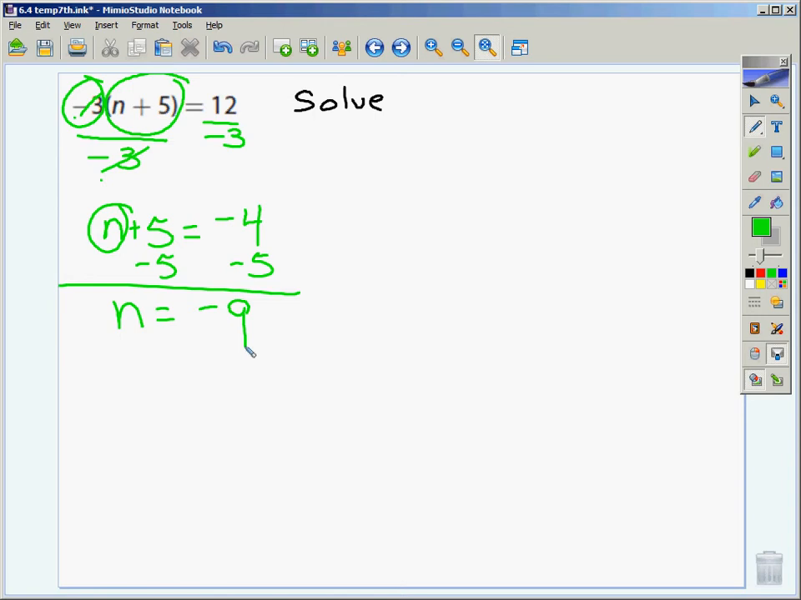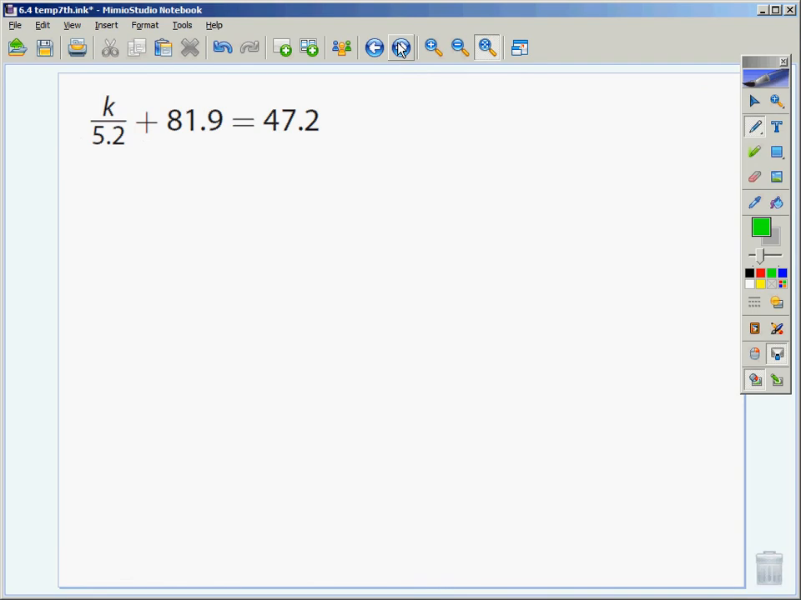Are you okay? What's the whole goal in solving an equation? To get what by itself? The variable. To get the variable by itself, we undo the order of operations. Can I go? Who said no? You're good? Go ahead and copy the last example down.